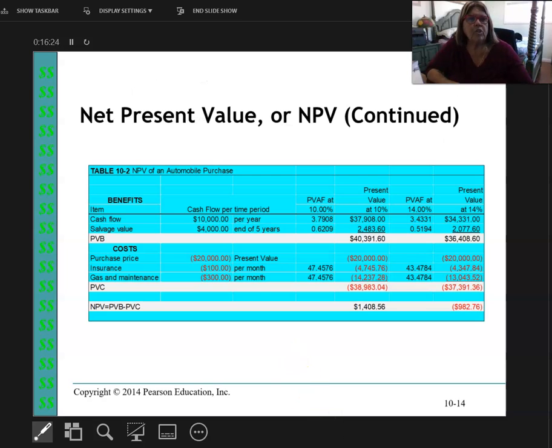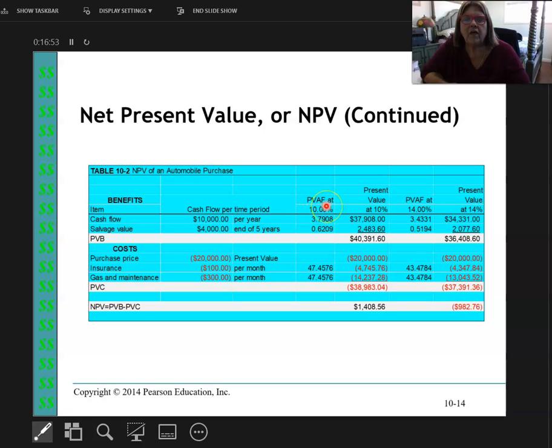So let's take a look at this chart for NPV. Okay, this is kind of confusing, guys. The benefits here are the cash flow. I'm going to get $10,000 per year. I'm going to buy an automobile, and it's going to increase my cash flow $10,000 per year.